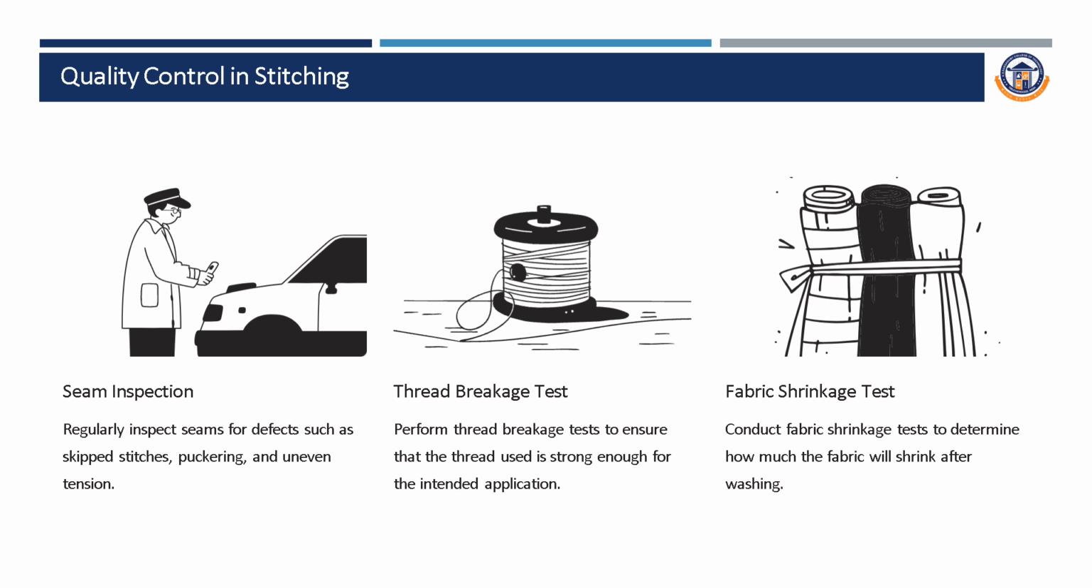inspect seams for defects such as skipped stitching, puckering and uneven tension. Perform a thread breakage test to ensure that the thread used is strong enough for its intended application. And conduct a fabric shrinkage test to determine how much the fabric will shrink after washing.